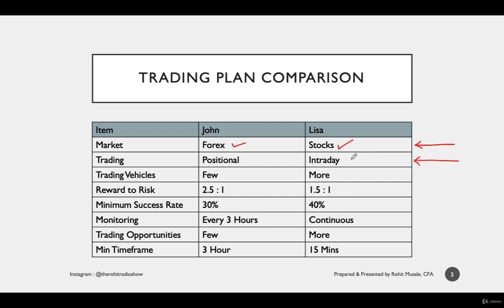And you remember the golden rule: the higher the time frame, the more is the reward to risk. The lower the time frame, the lower is the reward to risk that is available to you, because on a 15-minute chart there will be more ups and downs in the market, but if you compare that to a weekly chart, you are less likely to see a lot of ups and downs. So this really depends on your personal circumstances. If you have the time to do intraday, of course go for intraday. If you don't have the time to do intraday, you go for positional.